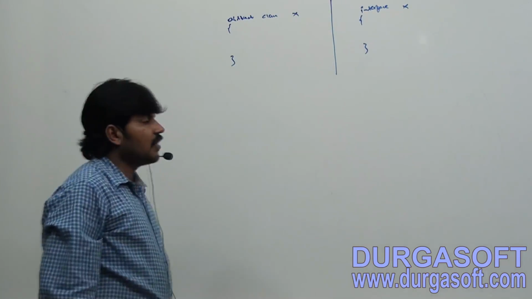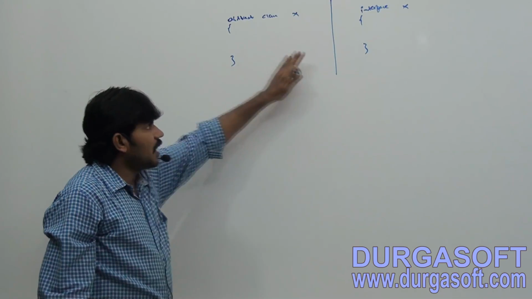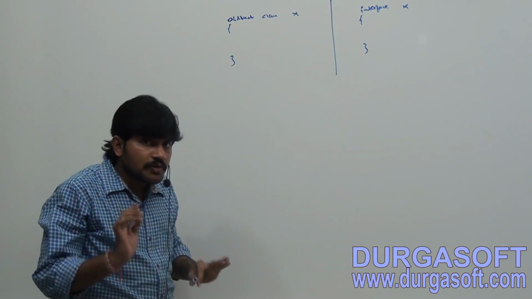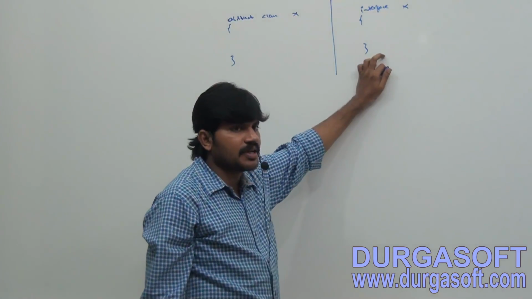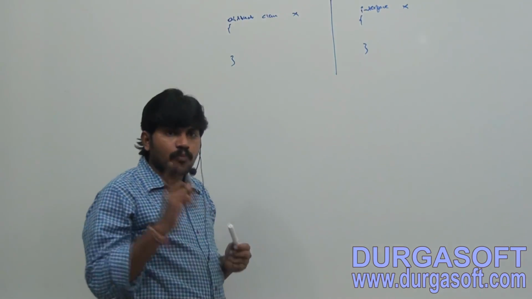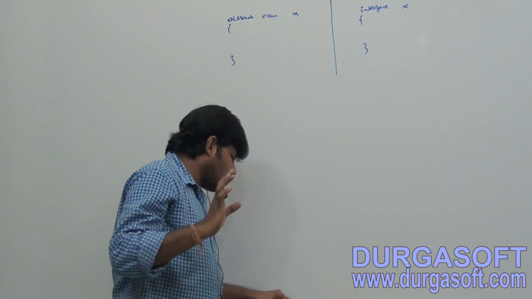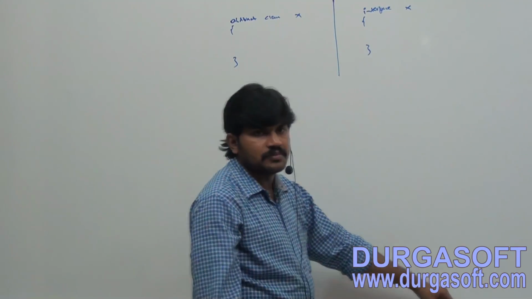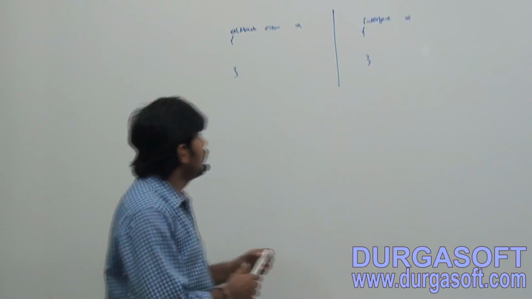Okay, you can go for this or you can go for this. But which one is recommended? This one is recommended, but not this. What is the problem here? Observe, there are two problems.